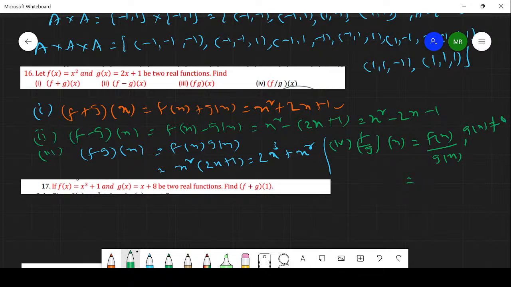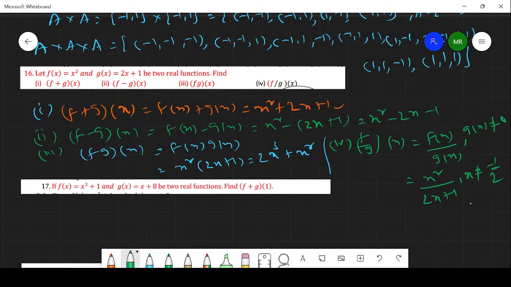So you can write now, which is equal to f of x by g of x, you will get x square by 2x plus 1. So the denominator should not be 0, meaning you can check. That means x should not be equal to minus 1 by 2. So how can you conclude that? You take 2x plus 1 equal to 0, x equal to minus 1 by 2. So x should not be minus 1 by 2. This is f by g of x, the quotient of two functions. f of x by g of x, write x square by 2x plus 1. 2x plus 1 not equal to 0 means x should not be equal to minus 1 by 2.